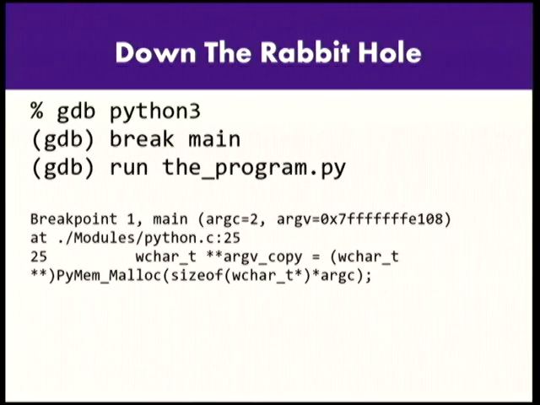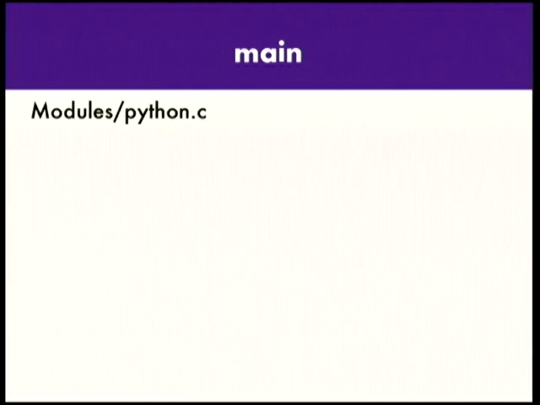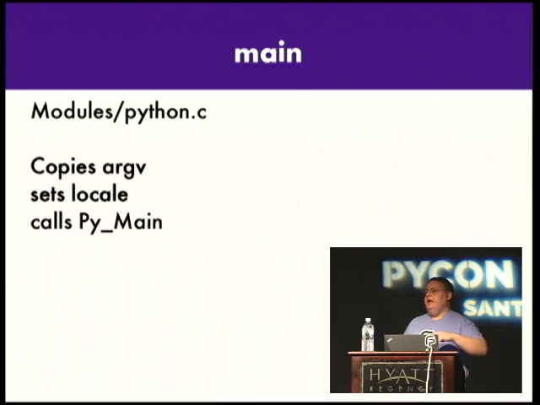Immediately we hit main, and we're going to talk about this first line here. But first, let's talk about main. Main lives in module/python.c. It doesn't do a whole lot. It makes a couple of copies of argv. It sets the locale. Under FreeBSD, it sets some floating point control bits or something. And then it calls into PI_main, which is the main Python main for all platforms.